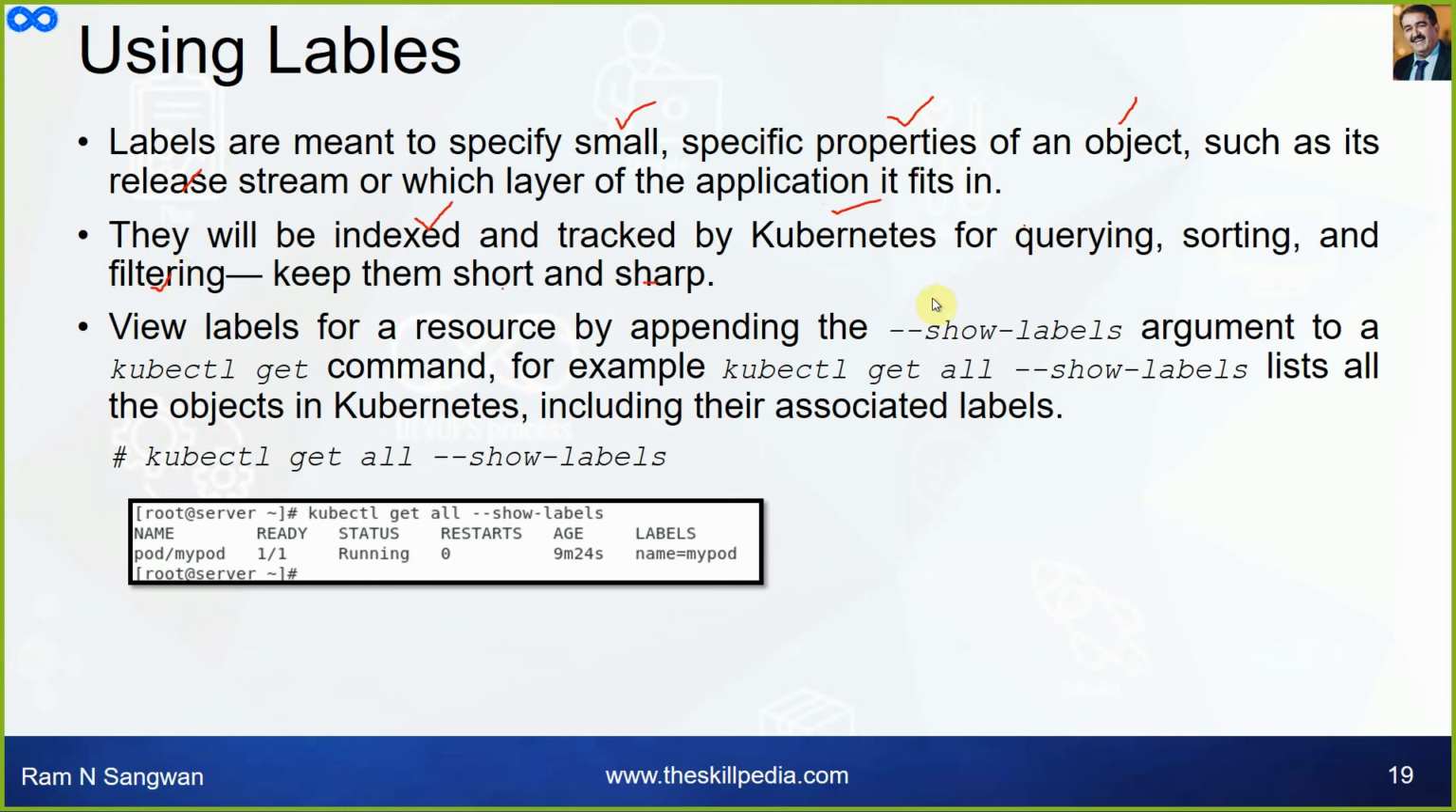View labels for a resource by appending the --show-labels argument to the kubectl get command. For example, kubectl get all --show-labels. It will list all objects in Kubernetes including their associated labels. So this will show that your pod is running and these were the labels on that pod.